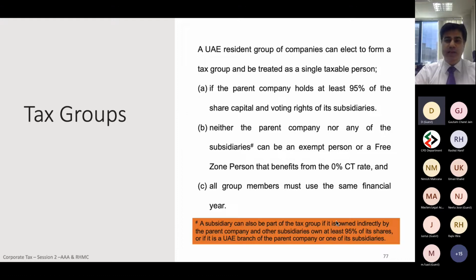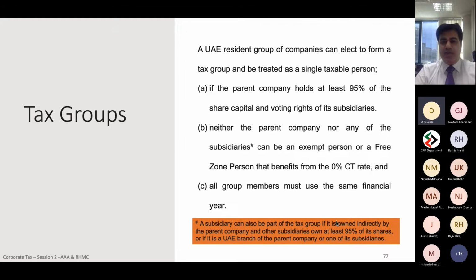that's the first condition. Neither the parent company nor any of the subsidiaries can be an exempt person or a free zone person that benefits from 0% corporate tax. So if you're on 0% corporate tax, you cannot be part of a tax group. Either you give up your 0% corporate tax structure or you stay out of the tax group. That's what the condition is.